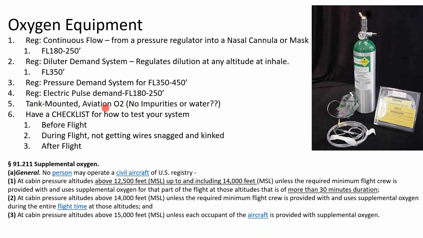Make sure you get aviation O2. Supposedly it has no impurities or water in it like medical oxygen, but a friend of mine who works at an oxygen place said there's no difference between any of them. But again, make sure you get aviation O2. I would suggest if you ever mess with any of this to have a checklist for how your system works. Make sure you test it before flight. Have a way during flight to test it. Make sure the wires aren't getting snagged and kinked, and that you actually shut it off after flight. Our 126 has an oxygen system in it. Paul, our founder, wants to create an oxygen station, so it may be something we start seeing more often here.